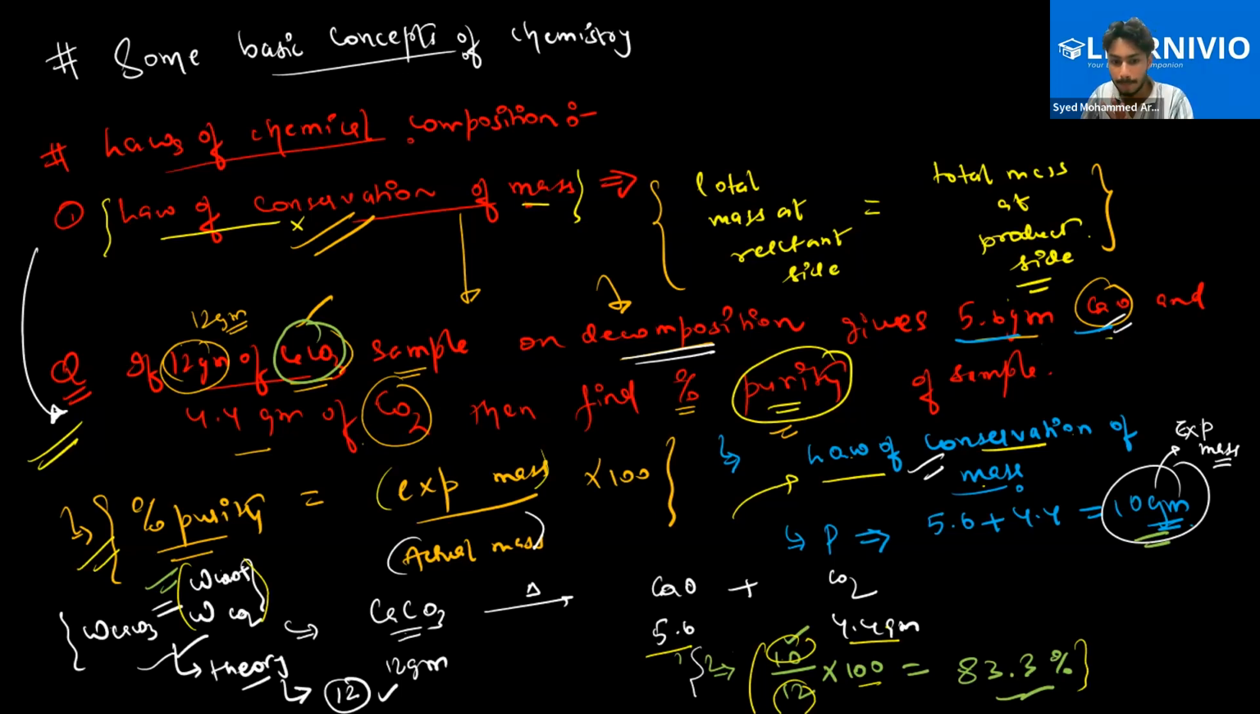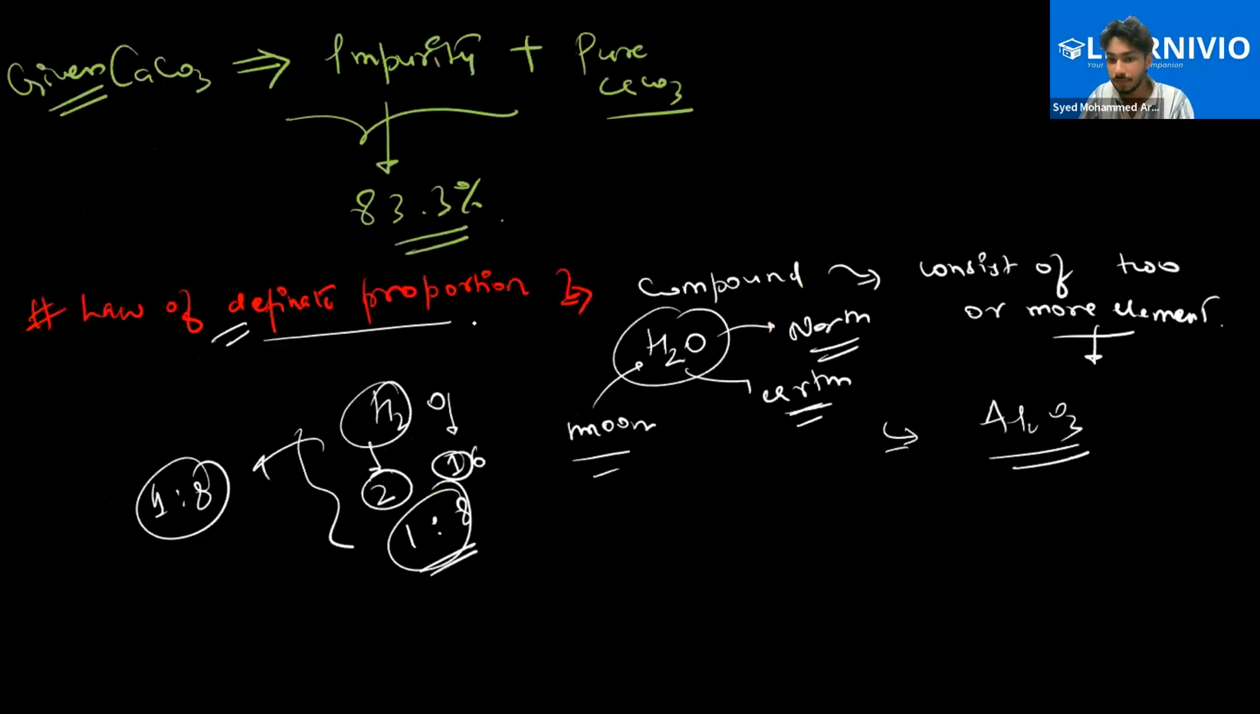Now, the next thing is definite proportion. Definite proportion says that from anywhere I take a sample, like a sample of water, or anything from any place, the proportion would be the same. Like H2O, water would be everywhere two atoms of hydrogen and one atom of oxygen. Everywhere it would be the same, and in definite proportion, it will be 1:8.